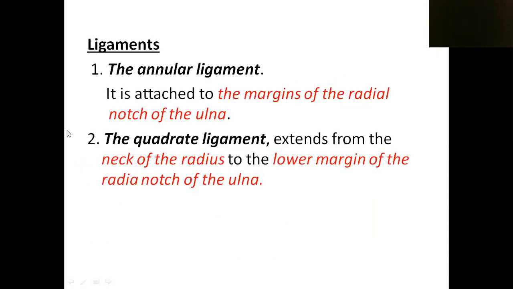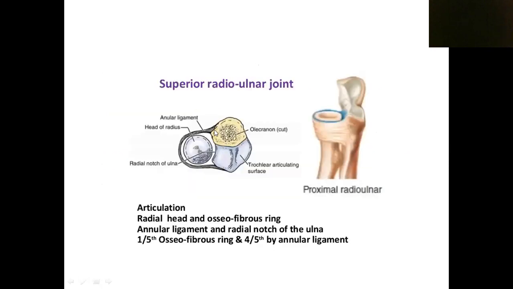Now what are the supporting factors? Here also, see, the first one is the annular ligament. Now we know it's a ligament extending from the anterior margin of the radial notch. See, this is the radial notch of the ulna. This is the anterior margin, and imagine this is the posterior margin of the radial notch. So this ligament extends from the anterior margin of the radial notch to the posterior margin of the radial notch.